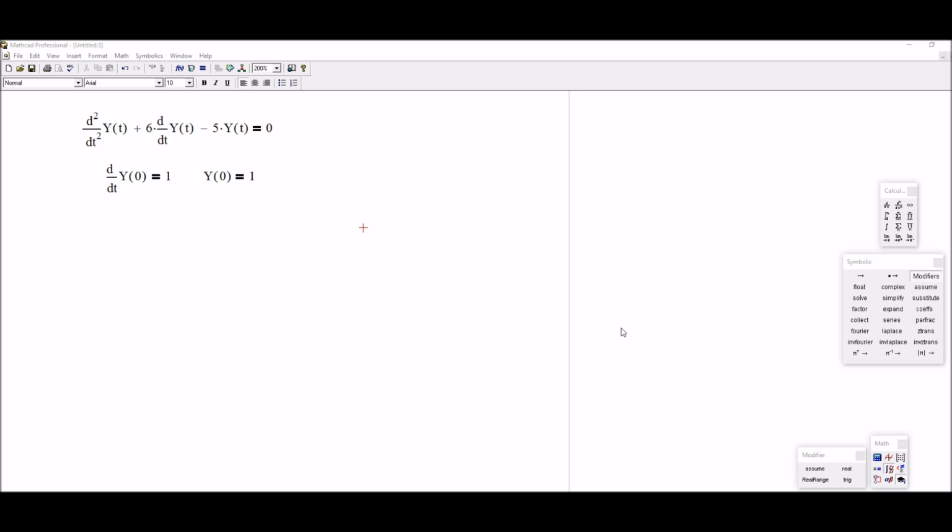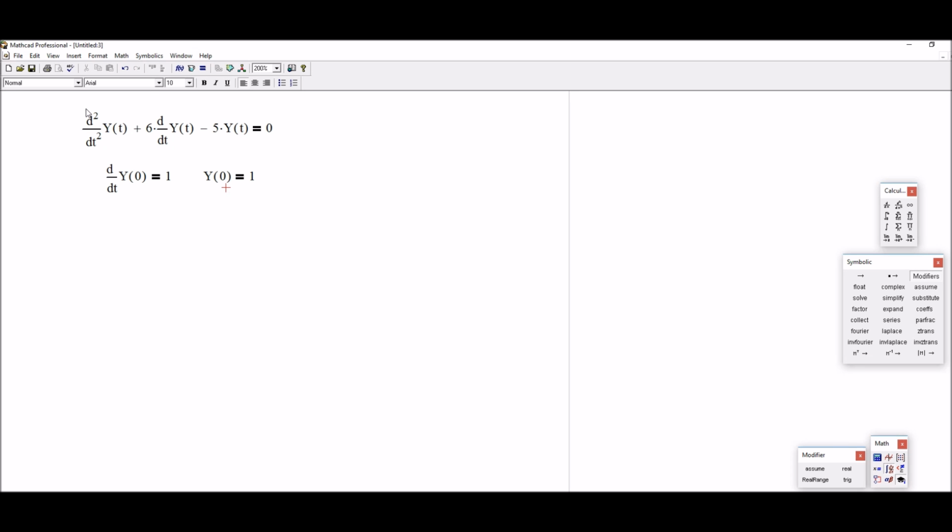So it's a new window here. I want to do another problem for a second order differential equation. This is an arbitrary differential equation. It doesn't mean anything physically, I have just made it up. These are the two initial conditions here, and I want to solve it analytically using Laplace transformation.